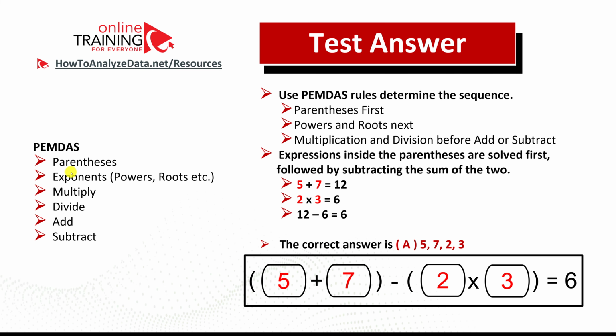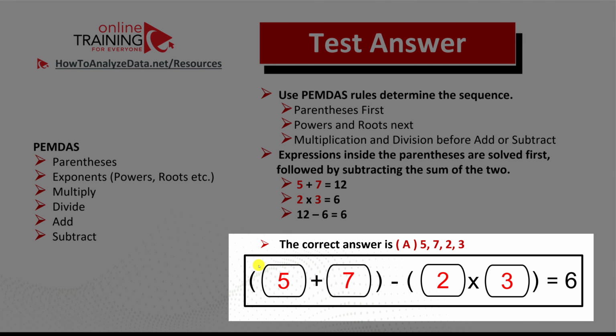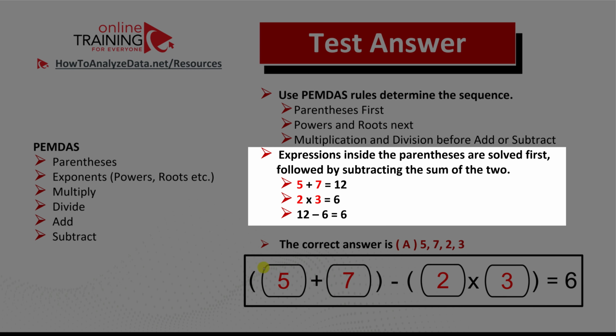To get to the correct solution, you need to always remember that calculations in parentheses are done first, and you need to pick up the numbers that match the end result. The end result of this expression is 6. The correct combination of numbers is choice A, 5, 7, 2, 3. Let's verify this. 5 plus 7 equals 12. 2 multiplied by 3 equals 6. 12 minus 6 equals 6. Hopefully you've nailed this question.